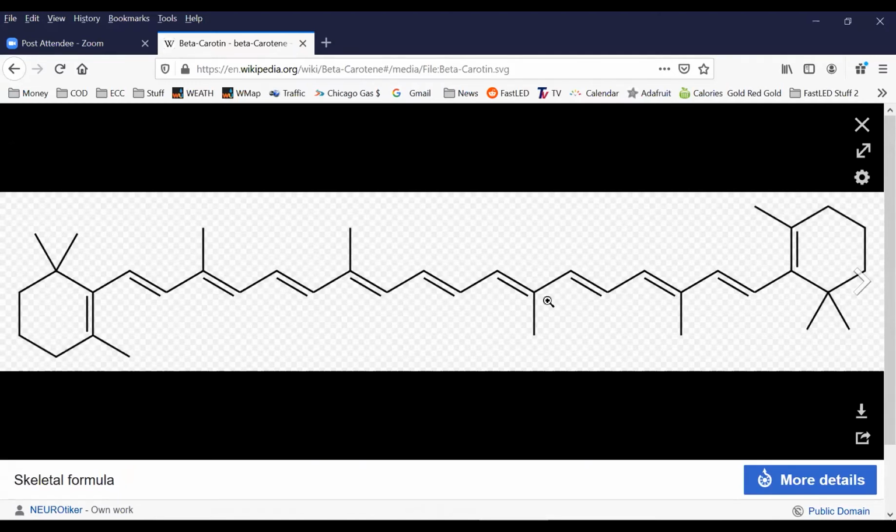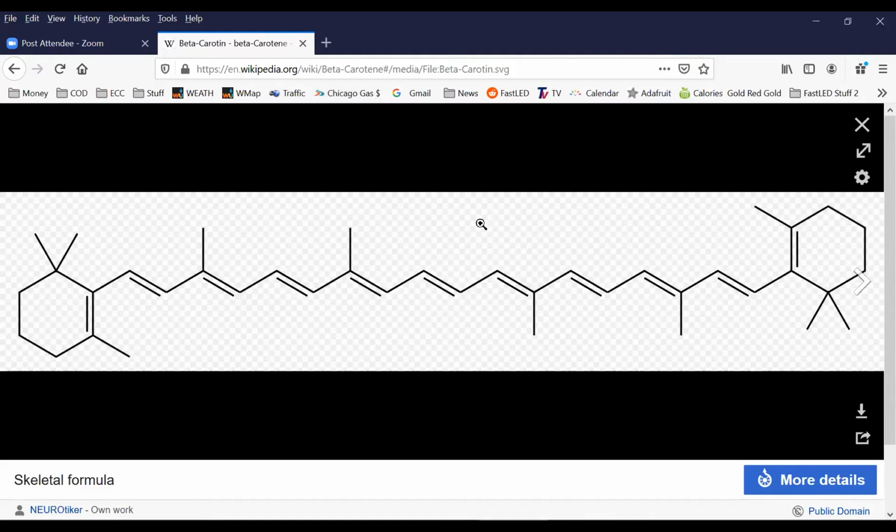And this is the molecule in carrots that gives it that color, the orange. And that's because these double bonds are conjugated and can absorb light. All the colors of the rainbow except the ones mixed together to give orange.